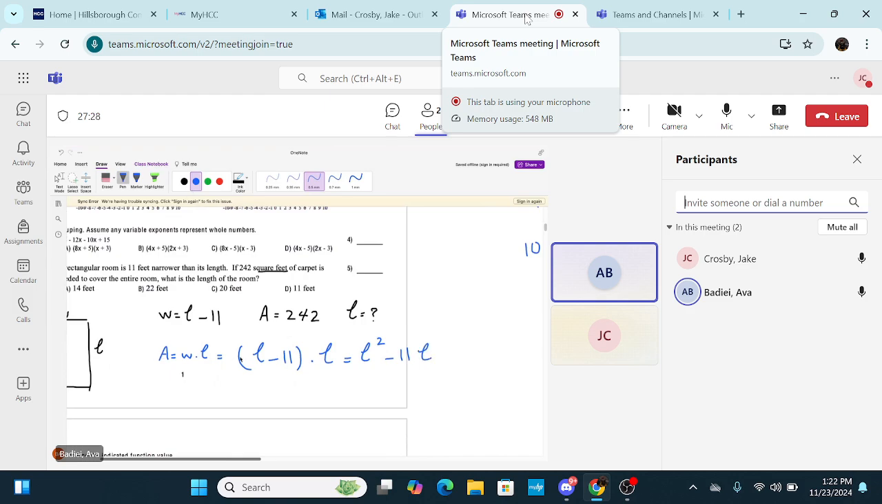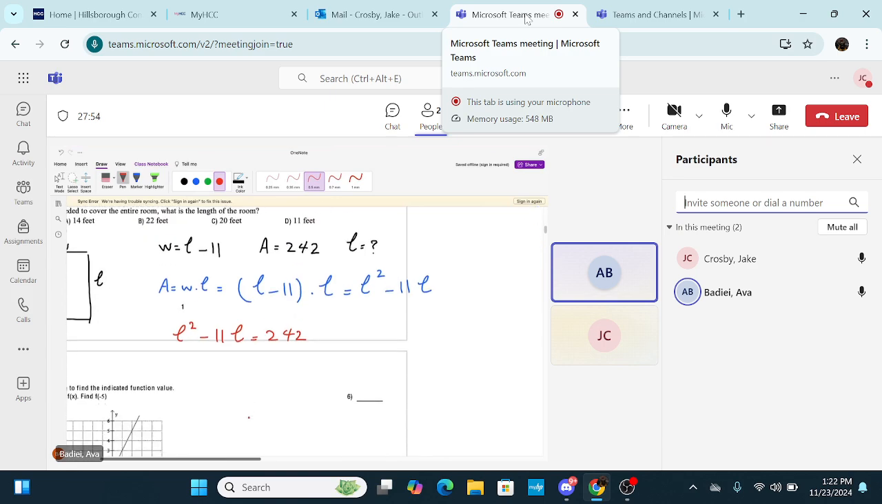Now we say, okay, so on one hand, area is equal to L squared minus 11L. On the other hand, they told us area is 242. So now it's time to put these equal to each other. We say L squared minus 11L is equal to 242. Now, after that, it's just solving a quadratic equation.